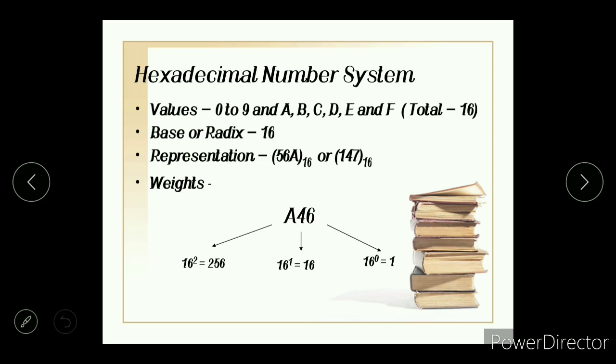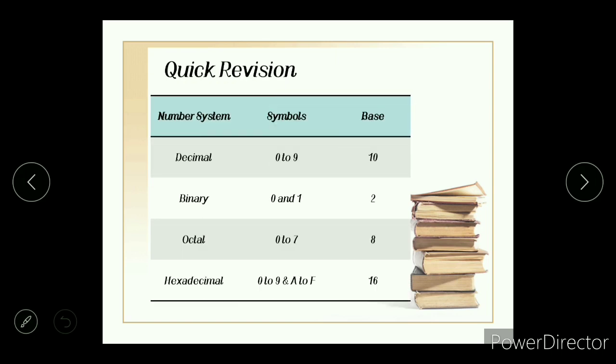Okay. So I hope you have understood all the 4 number systems. Let us quickly revise all the 4 number systems. Okay, so first is we have decimal number system. Symbols are from 0 to 9, base is 10. Next is binary number system. Only 2 symbols, 0 and 1. So base is 2. Next is octal number system, numbers from 0 to 7, base is 8.